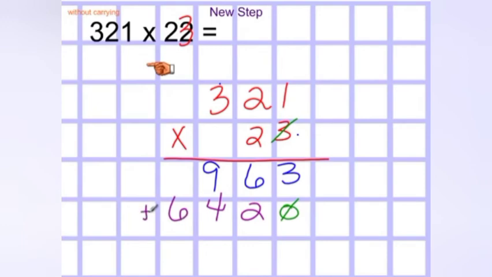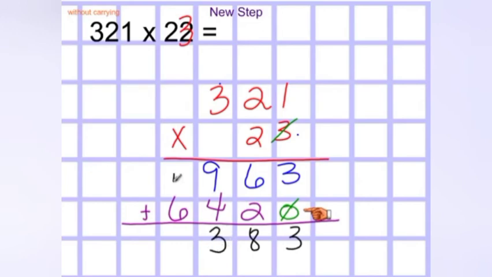Now what we need to do, we're out of numbers, so we're going to add those together. And we're going to come back to 3 plus 0 is 3. 6 plus 2 is 8. 9 plus 4 is 13. Write down the 3, carry the 1. 1 plus 6 is 7. 7,383.